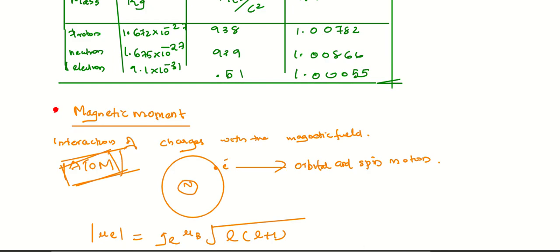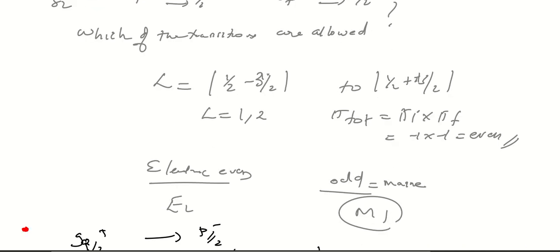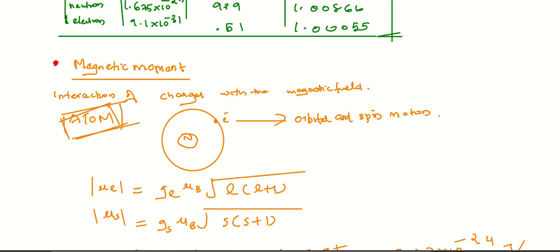Next we have to study about magnetic moment. Magnetic moment, that is interaction of charges with the magnetic field. In the case of atom, there is a nucleus inside the atom, and electrons are revolving around the nucleus, and we know that electron has orbital and spin motion.